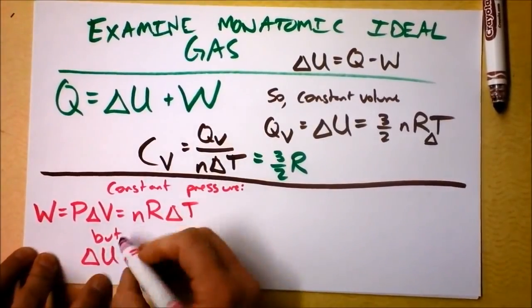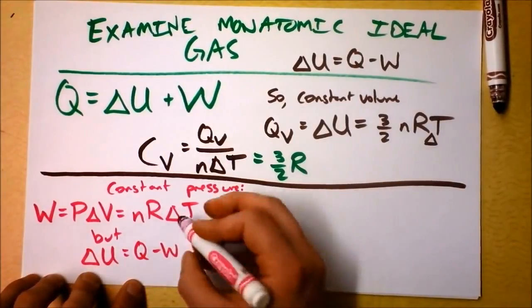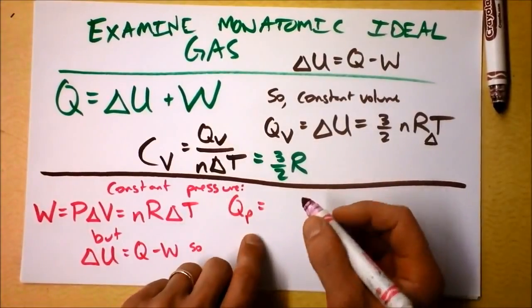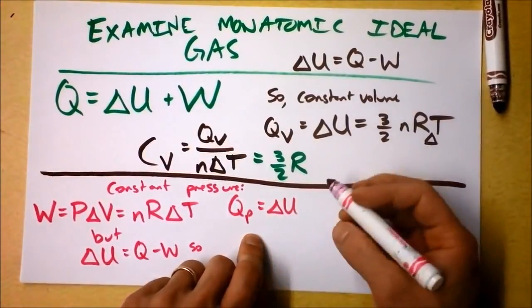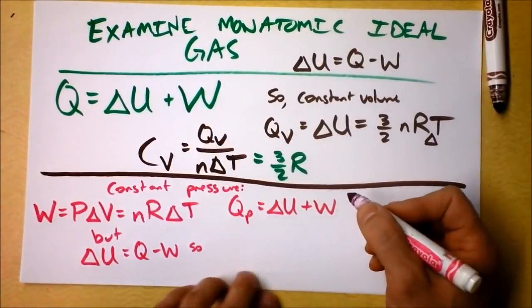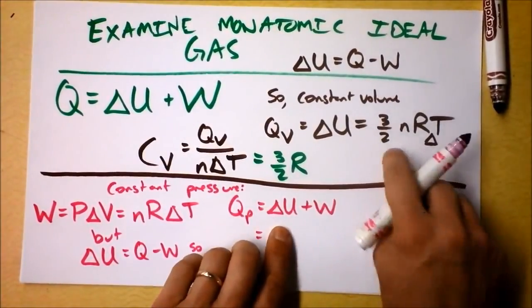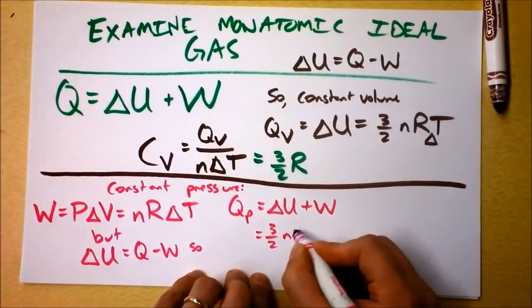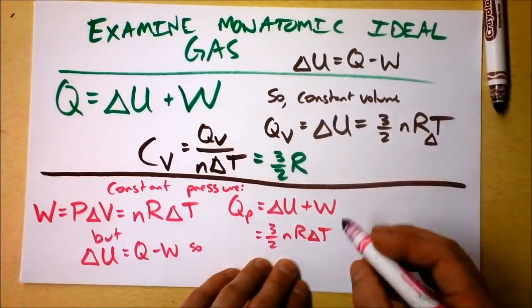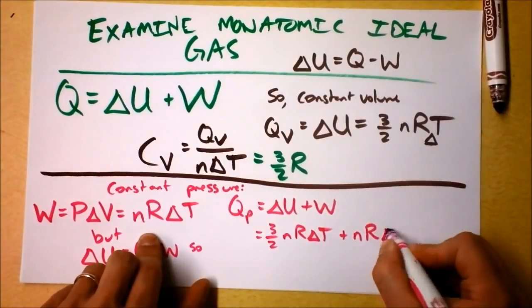the change in energy of the system, as we saw up here, is Q minus the work. So QP, the heat going into a constant pressure situation gas, is the change in energy of the system plus the work done by the system. And the change in energy of the system is going to be the same. It's going to be 3/2 nR delta T. That's the same as we saw for the constant volume situation. But then some work is being done, and it looked like that work was n times R times delta T.